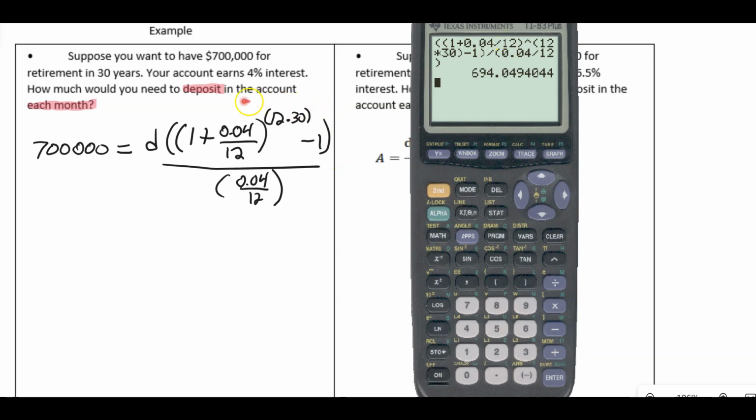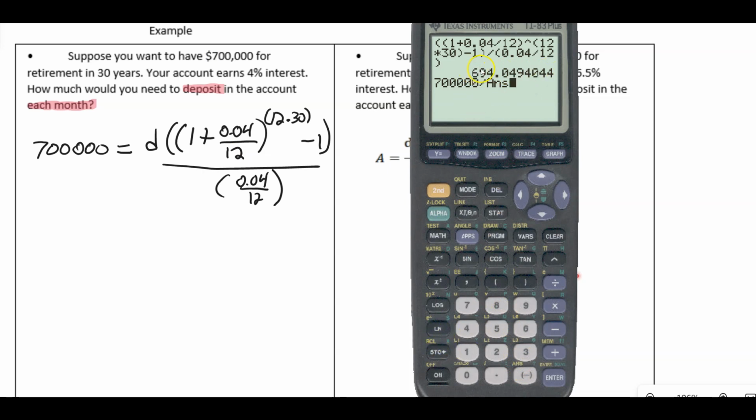All right, so this number on the right, it's D times 694-ish. And I need to divide that into the 700,000 to solve for D. So I'm going to take 700,000 and divide by that previous value, which is stored in the answer button. If you need to take that value and store it somewhere, you can.